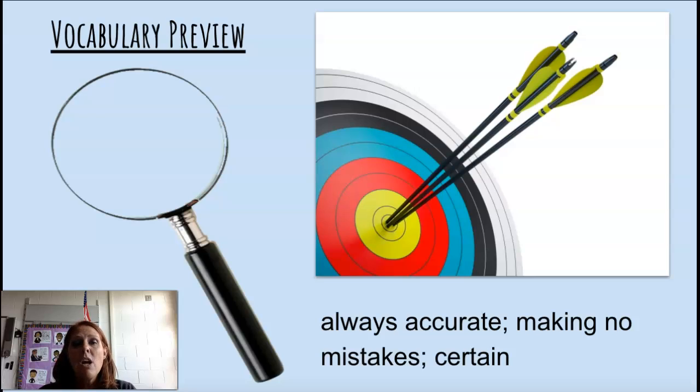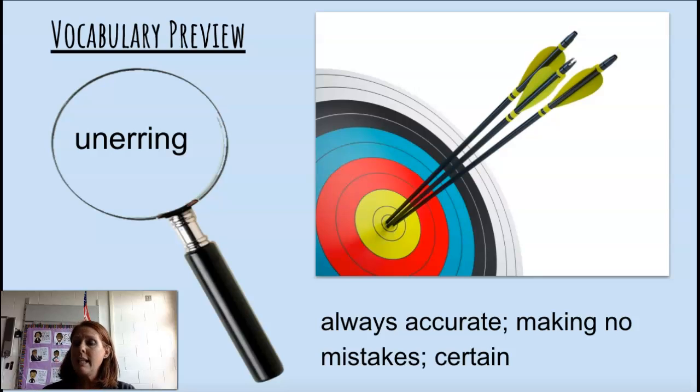And last, we have always accurate, making no mistakes, certain. I don't know who would be always accurate and making no mistakes, but that is unerring. If we err, E-R-R, it means we make a mistake. Unerring means we make no mistakes.